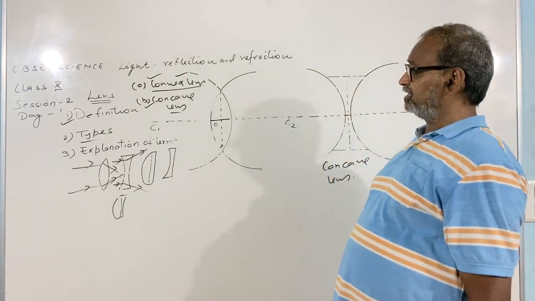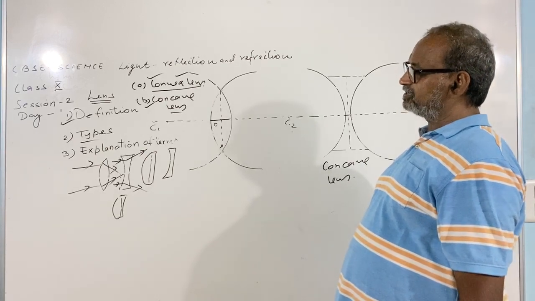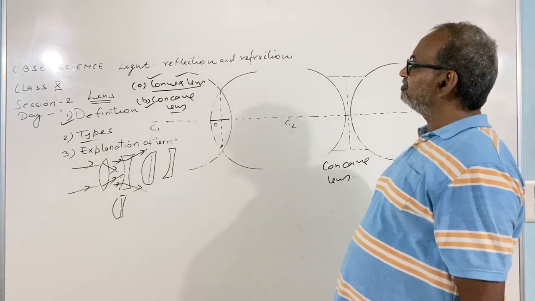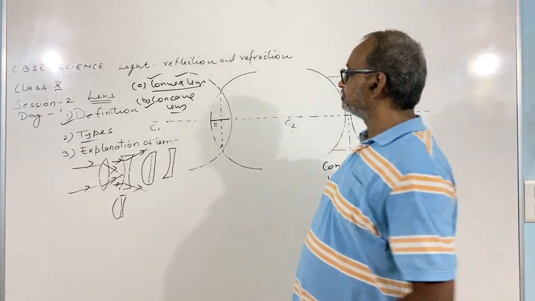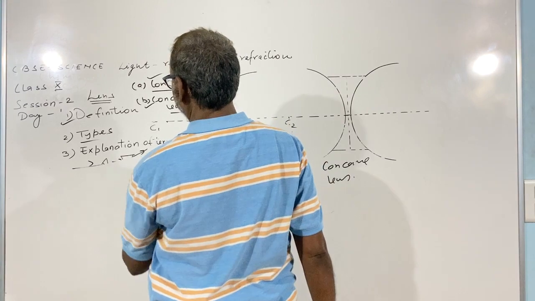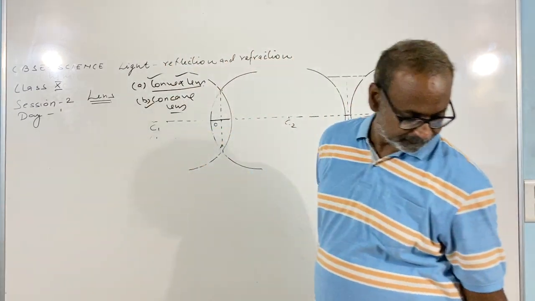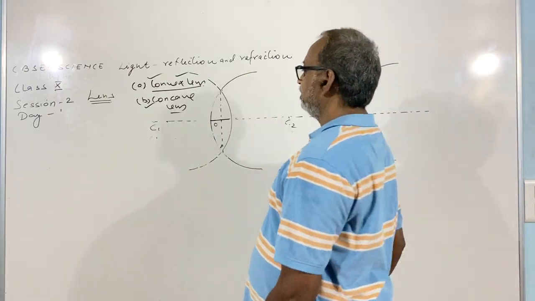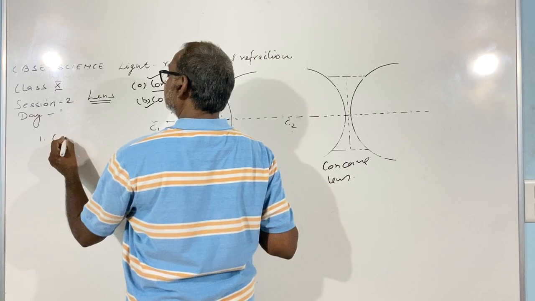Now we shall discuss some optical terms related to lenses. Let's see. The first term that we shall discuss is the centers of curvature.